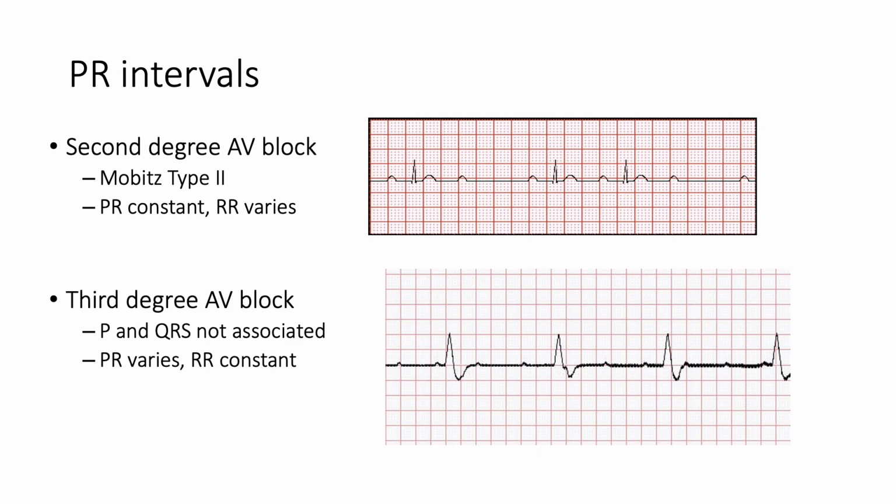Second degree AV nodal block Mobitz type 2, that PR interval remains constant, but the R to R will vary because you are dropping QRS beats intermittently. Third degree AV nodal block, your P waves and your QRS complexes are not associated. They're completely dissociated, so therefore your PR intervals vary. The R to R remains constant because you are in a rescue rhythm.